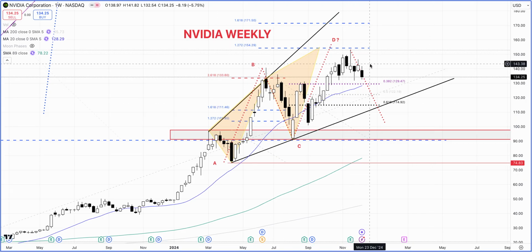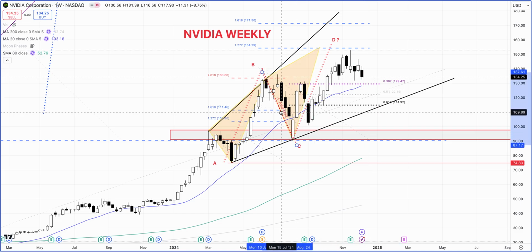The stock is actually bullish. Look at the 20-week moving average. The price is above that. The 89-period moving average, the price is way above that. Look at this channel support line. If there is a pullback, I believe 115 should be a pretty good spot for support.